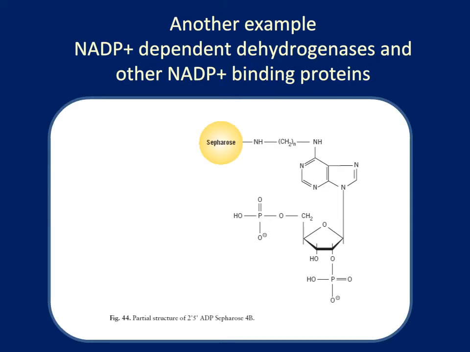Many dehydrogenases use NADP as a cofactor in their catalytic reactions. If the cofactor is not absolutely important for the structure of the protein, then you can use the cofactor bound to the resin to capture the dehydrogenase protein of interest.